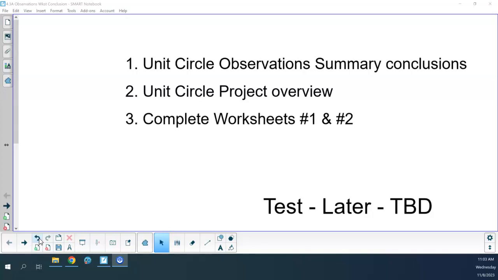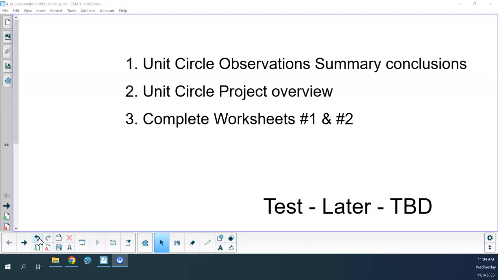So you need out your unit, your obviosities packet, because we're going to go over that first. So we'll do the unit circle observation summary conclusion. We'll make sure that we have everything filled out that you would like, and all that fun stuff. Okay?